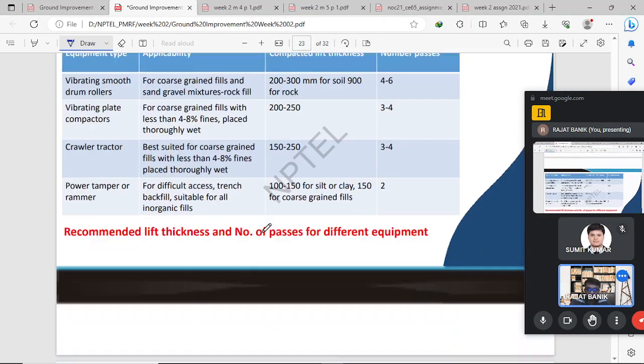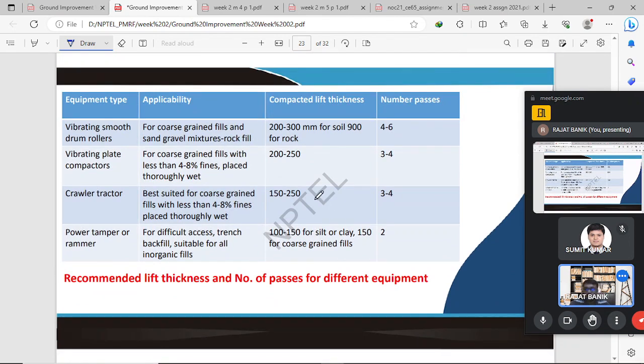Moving ahead, there are other types of equipment like vibratory smooth drum roller, vibrating plate compactor, crawler tractor, power tamper roller. The vibratory smooth drum roller is used for coarse grain soil, sand gravel mixture, etc. And the lift thickness is 200 to 300 mm, and the number of passes is 4 to 6. The vibratory plate compactor is used for coarse grain soil with less than 4 to 8% fines and thoroughly wet. And the lift thickness is 200 to 250 mm.